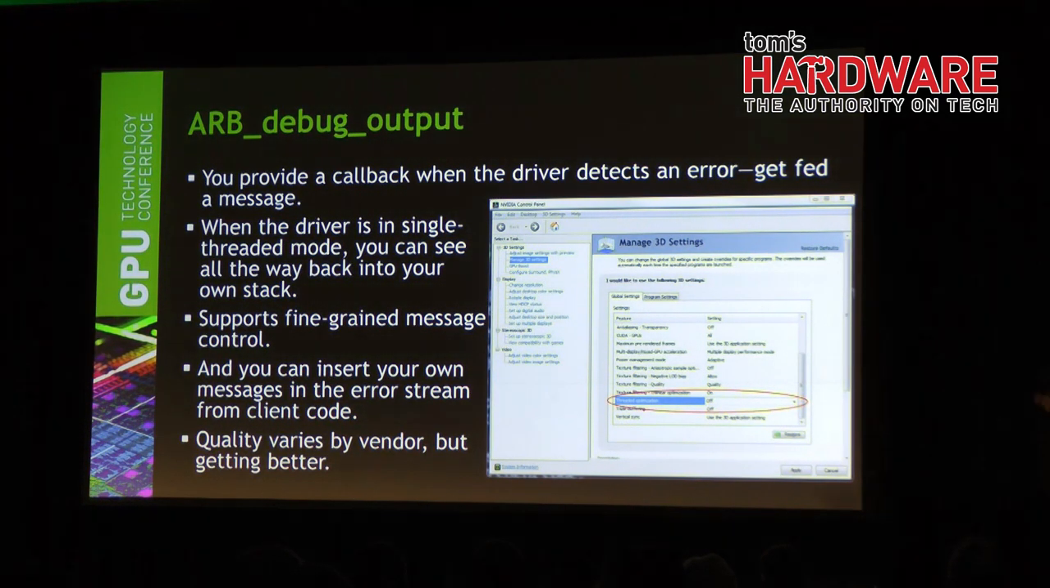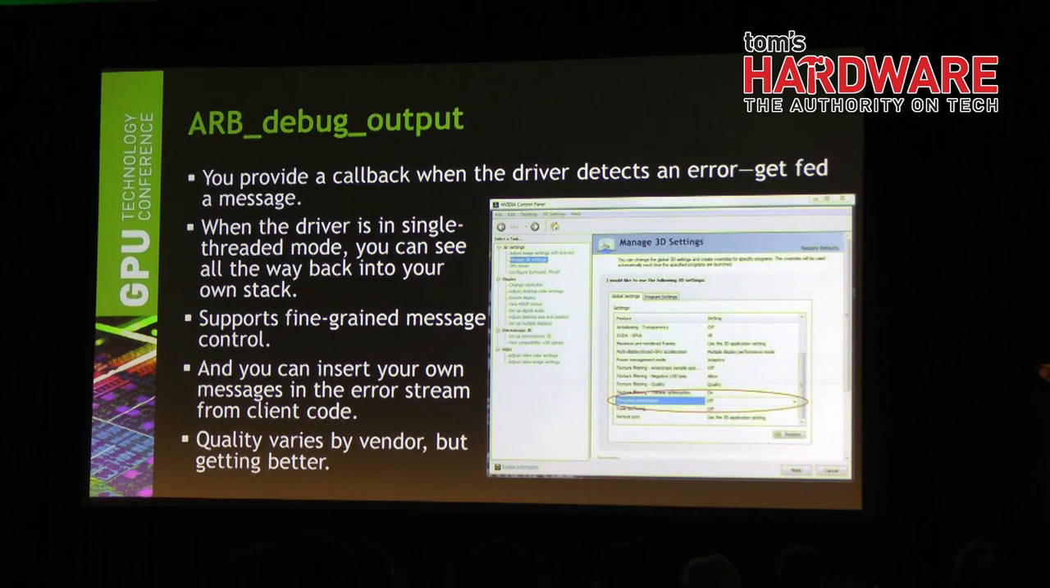Another really useful extension is debug output. The idea is that instead of sprinkling all of your code with glGetError, which has 7 opaque error codes that are really hard to decipher, you just provide a callback, and then when the driver detects that there's an error, it calls your callback for you. It makes it way, way easier to track down issues and bugs. It supports filtering, so it's really easy for you to say in your application, I don't want these types of messages. And you can also insert your own messages. The quality varies by vendor, but everybody is getting better.